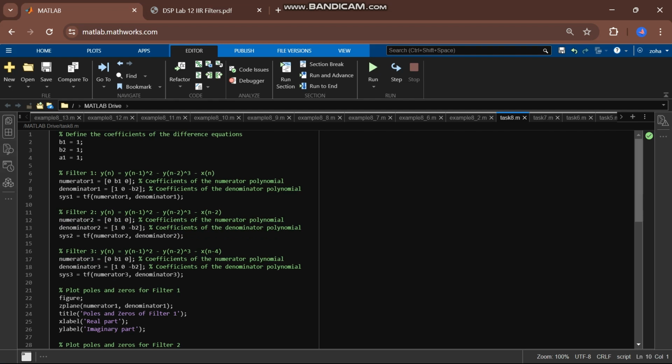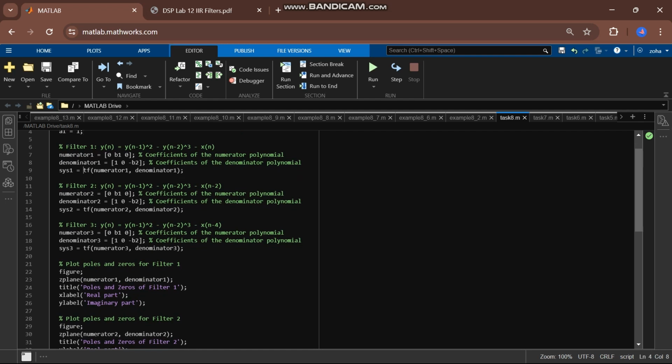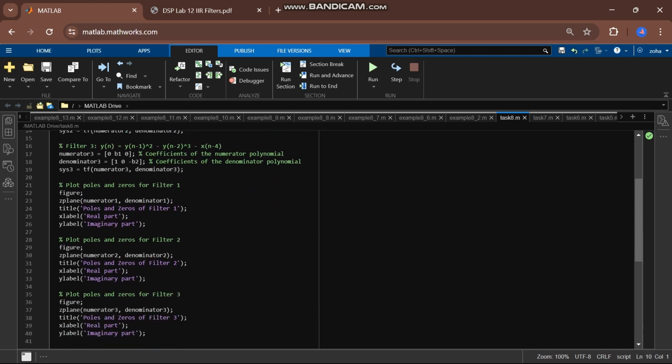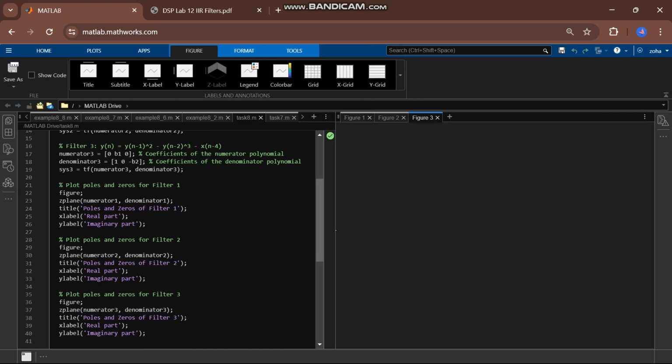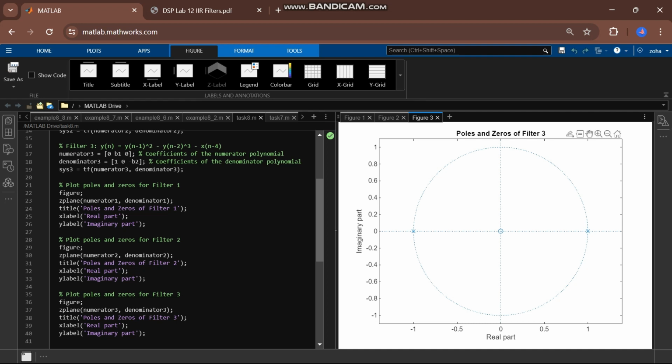We have defined the numerator and denominator coefficients, and then we have formed a transfer function from these coefficients, and then using the z-plane function we have plotted the poles and zeros for all of the transfer functions. We can see that a zero lies at z equals 0. Here we can see that a zero lies at the origin.